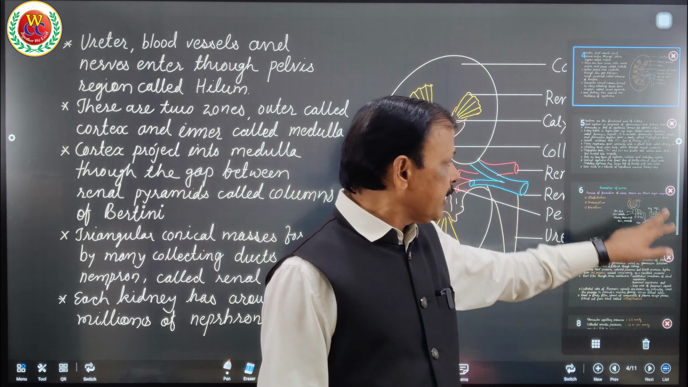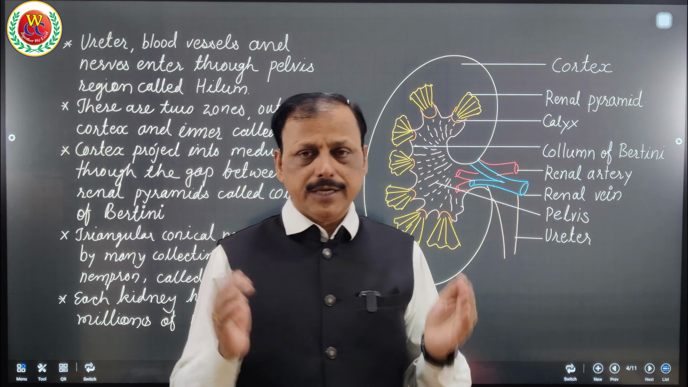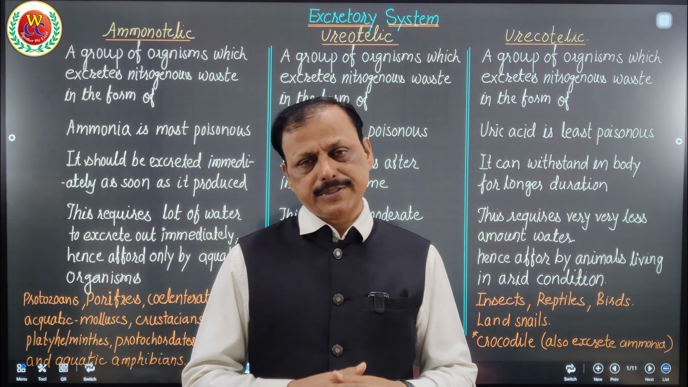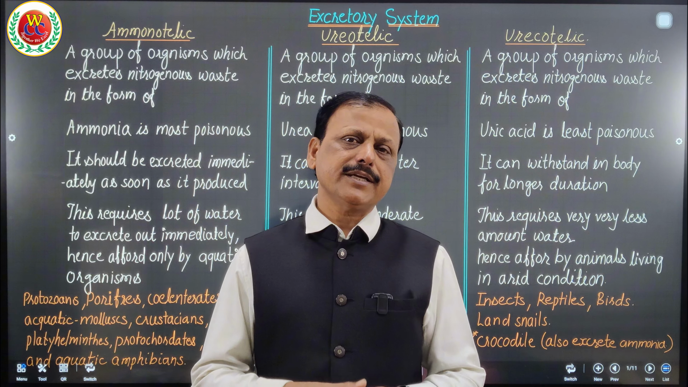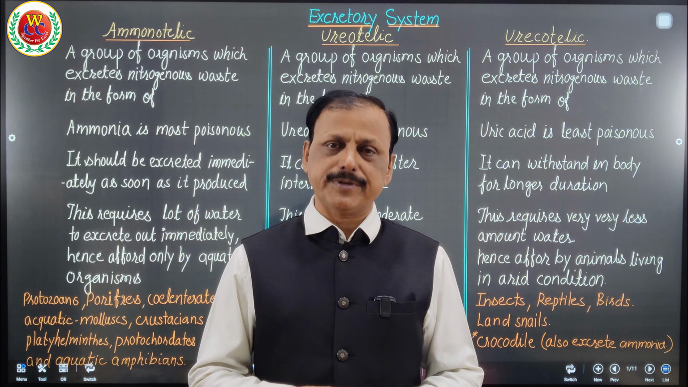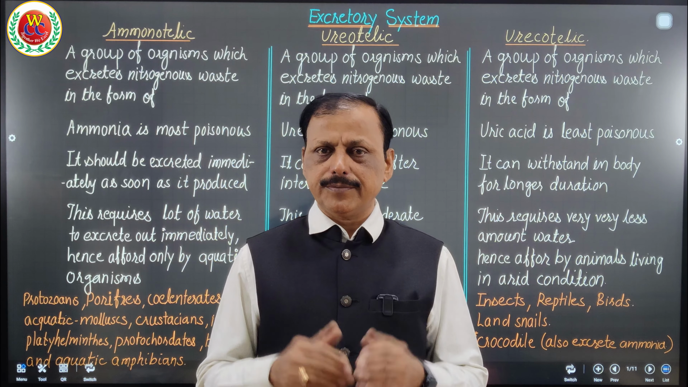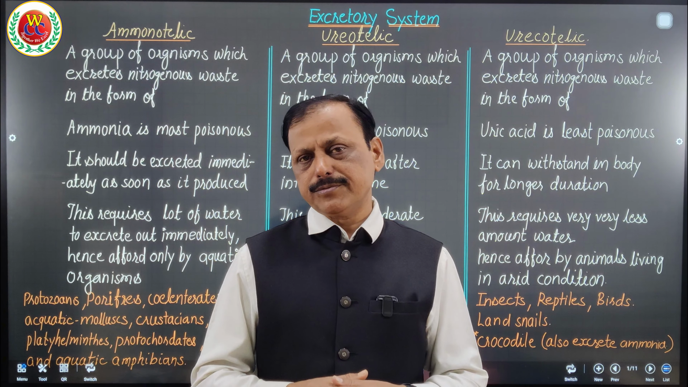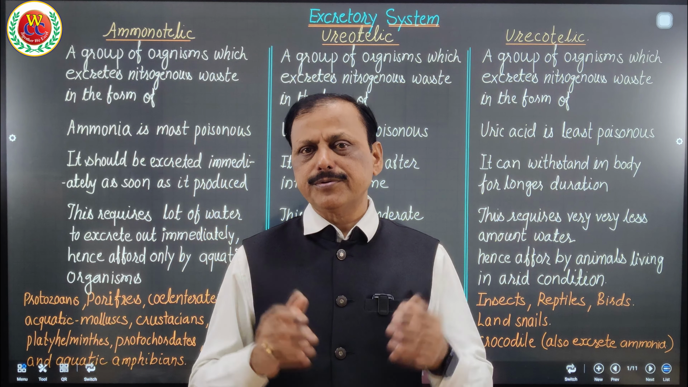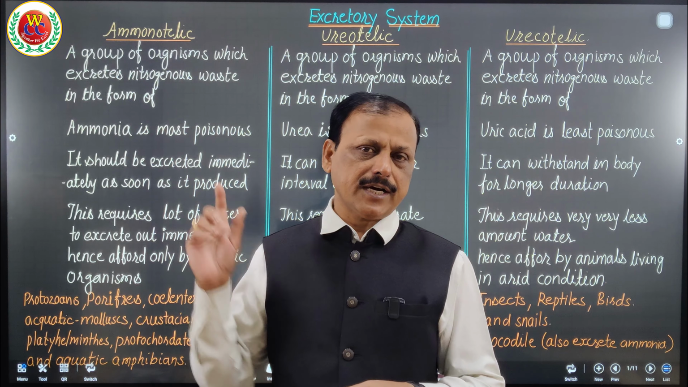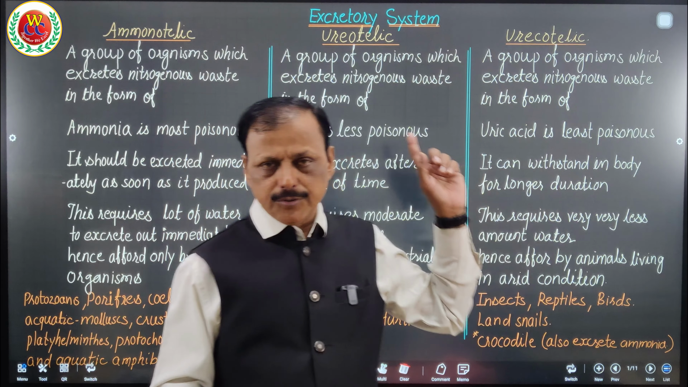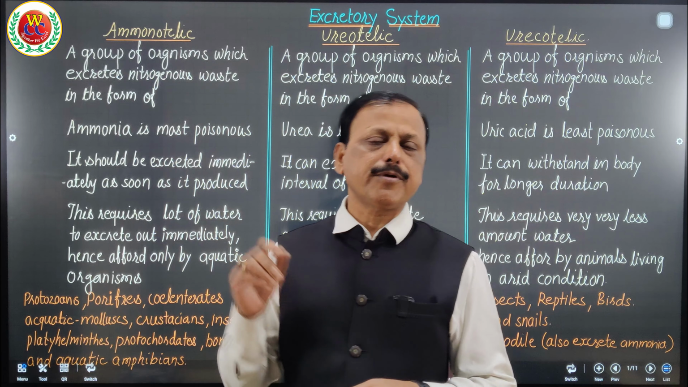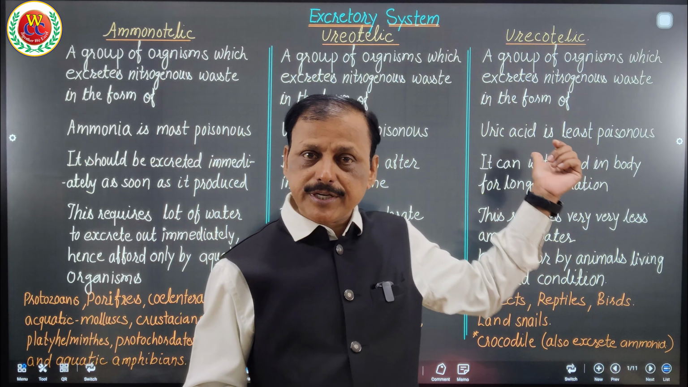So I have prepared a chart to understand altogether the different types of organisms and their mode of excretion. What is excretion? It is the process of removal of nitrogenous waste. That nitrogenous waste is of different types. On the basis of the types of nitrogenous waste, the modes of excretion are ammonotelic, ureotelic and uricotelic. So this nitrogenous waste is excreted in the form of ammonia, urea and uric acid.